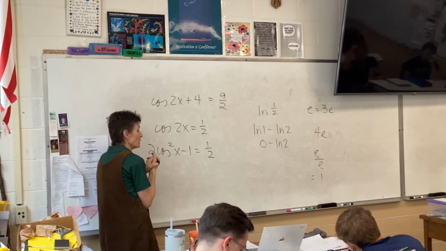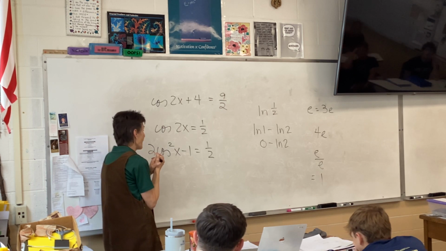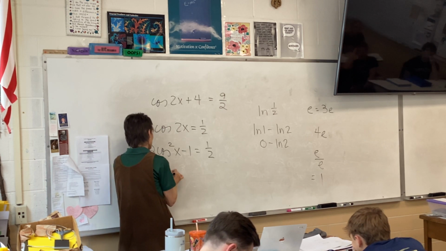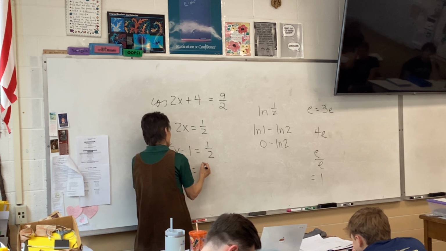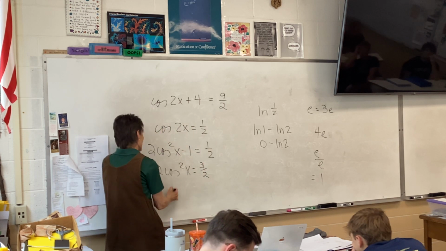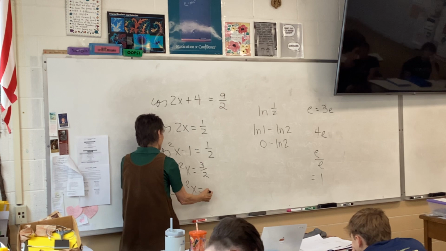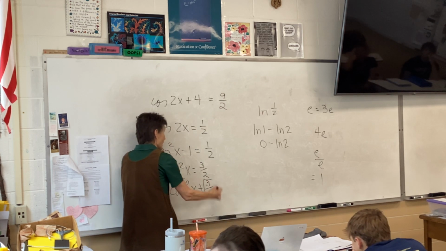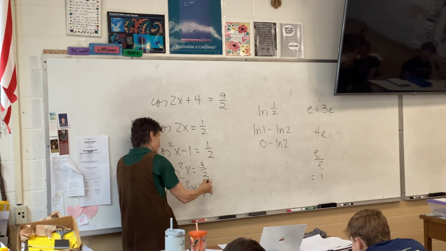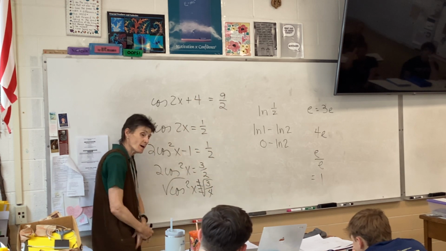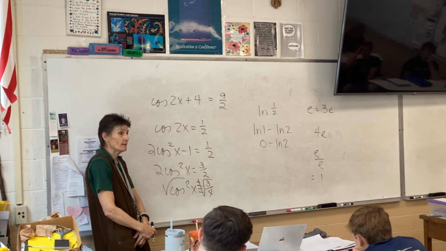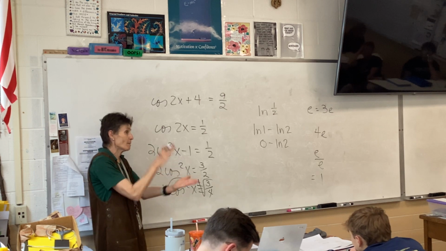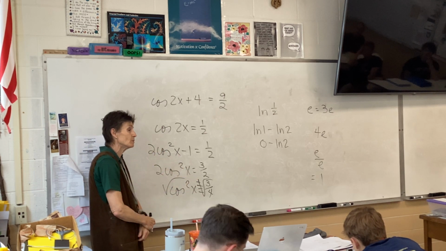Then we add 1 and then divide by 2. Add 1. So 2 cosine squared equals 3/2. So cosine squared equals 3/4. And then you just throw it in the blender. And when I do that, plus or minus, we keep forgetting plus or minus every time we square root.